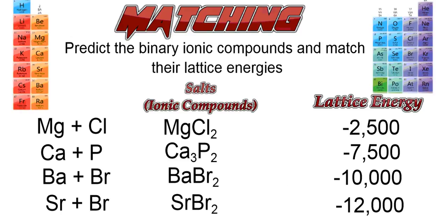So if you did it right, these should be my formulas. MgCl2, Ca3P2, BaBr2, and SrBr2. All right, now we're going to match these lattice energies. Now these are not necessarily real. These are representative of different strengths. So I am gaining lattice energy as I move down from 2,500 to 12,000. I have parts of the periodic table up here to help you figure this out.